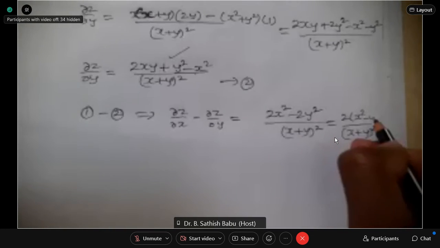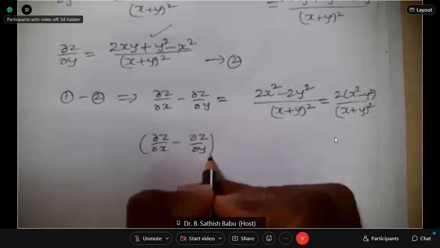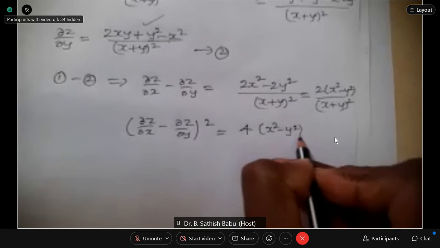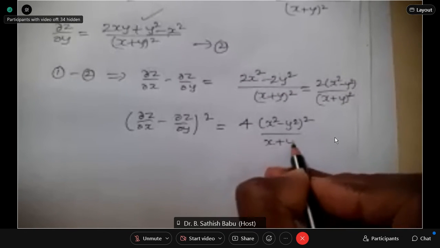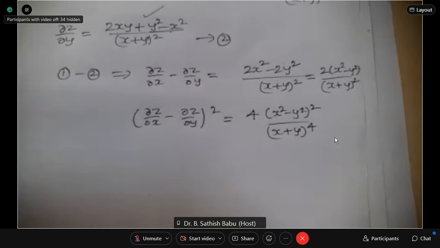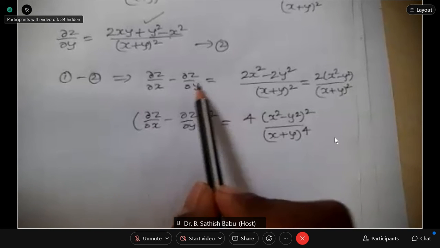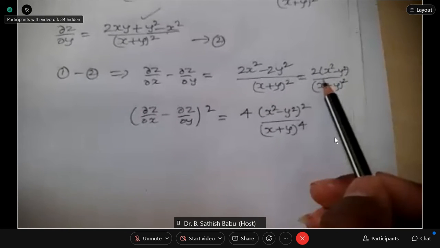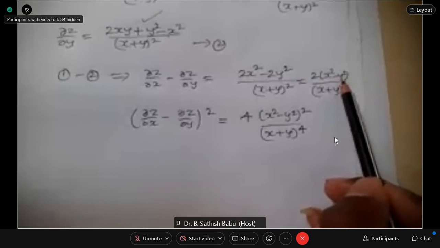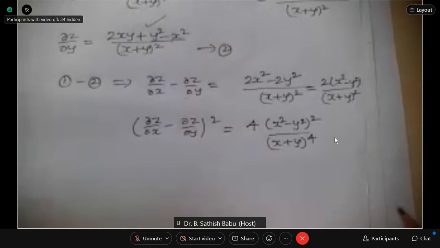2. Okay. So if I just square this, dou z by dou x minus dou z by dou y whole square, what will happen? Will it become 4 times x square minus y square the whole square divided by x plus y whole to the power of 4? I don't know whether I have done it correctly or not. Earlier it was just dou z by dou x minus dou z by dou y. Now I am squaring this on both sides. If I square this, it will become 2 square, 4 times x square minus y square whole square, and in the denominator you already have a square, and squaring that square term will become power 4.